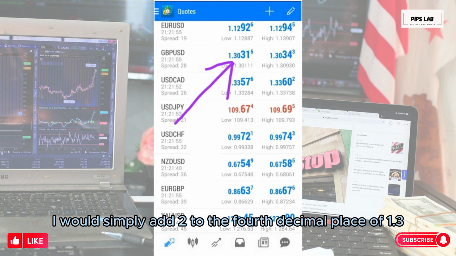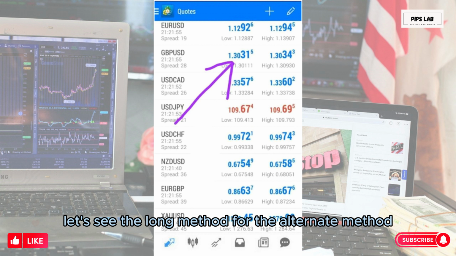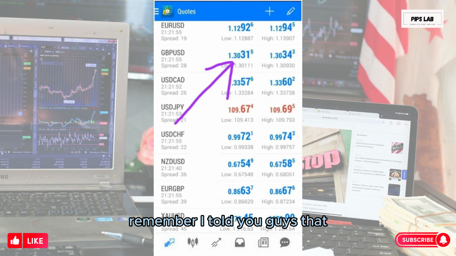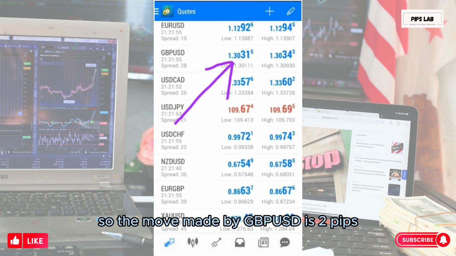I would simply add 2 to the fourth decimal place of 1.3031, and I would have my answer as 1.3033. Let's see the long method. For the alternate method, I was told that the market made a move of 2 pips. Remember I told you guys that 1 pip for a 4 decimal place currency pair is 0.0001. So the move made by GBP/USD is 2 pips.